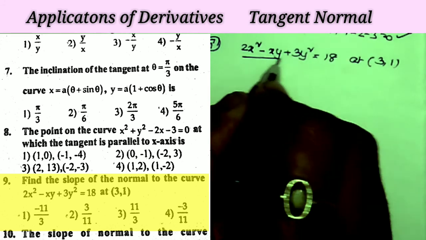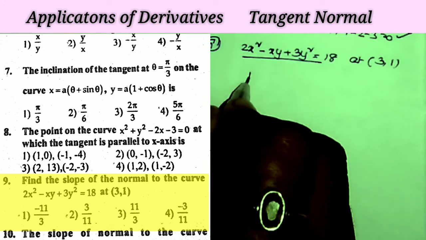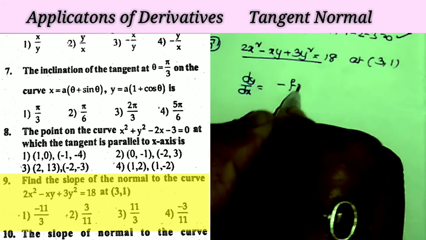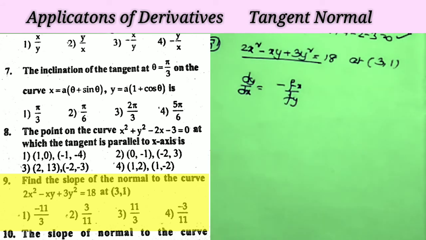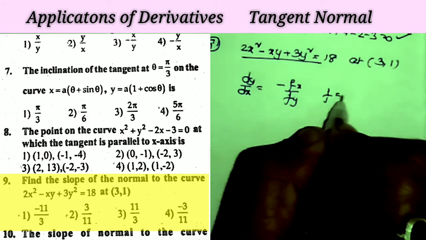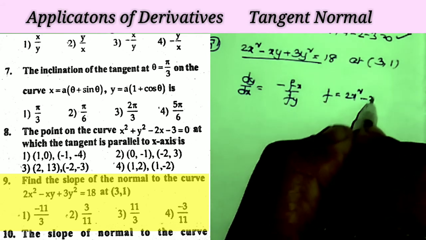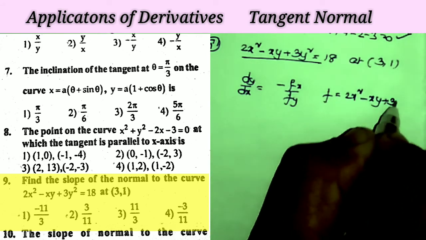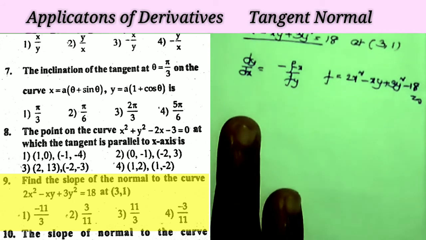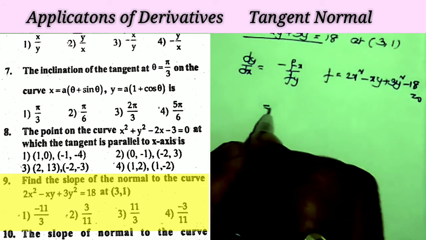This is the polynomial, so the easy formula for finding the derivative is equal to minus fx by fy. The easy formula for finding the derivative, minus fx by fy, where f is equal to the given polynomial, that is 2x square minus xy plus 3y square minus 18 is equal to 0, that is minus 18. Okay, so what is fx value?